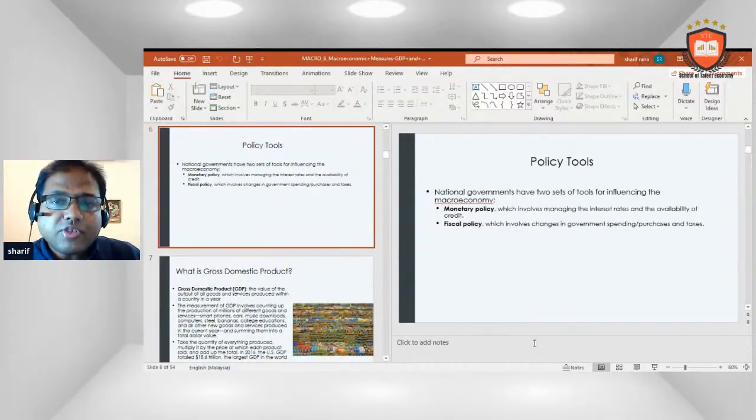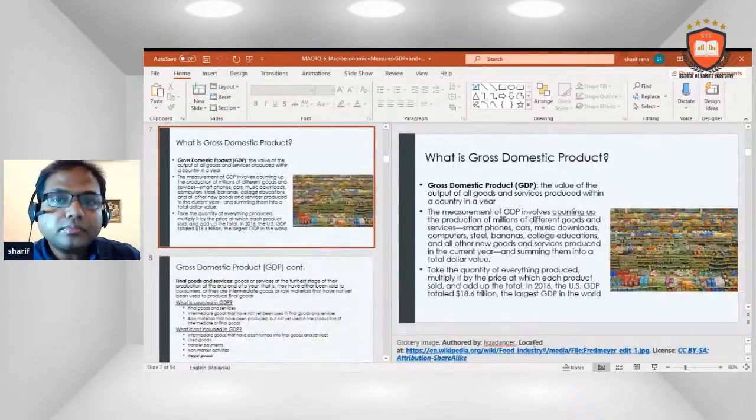Policy tools. National governments have two sets of tools for influencing the macroeconomy. Monetary policy, which involves managing the interest rate and the availability of credit. Fiscal policy, which involves changes in government spending or purchasing, and taxes.